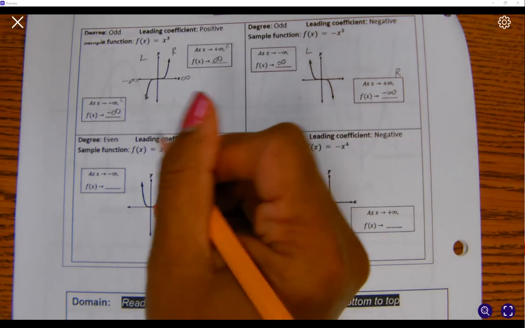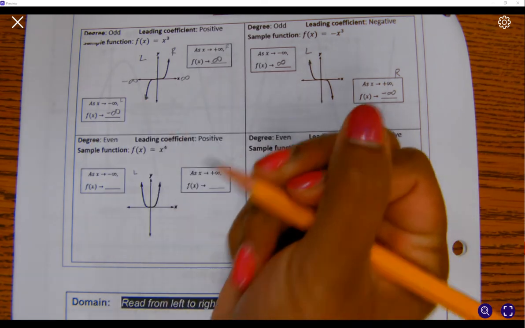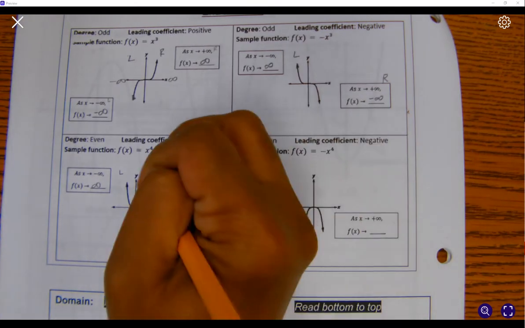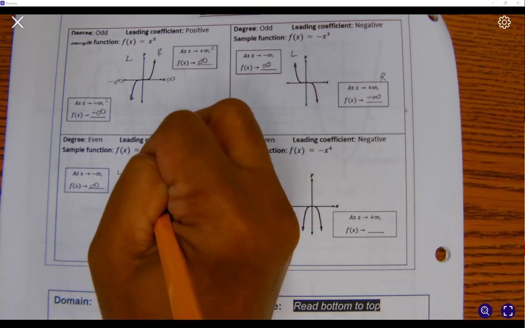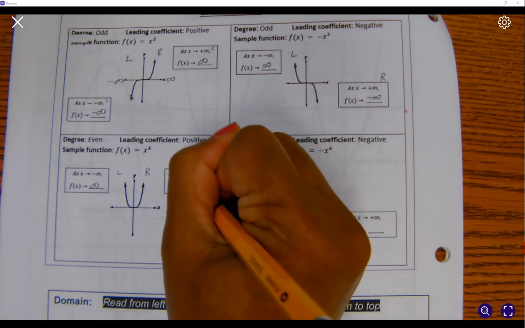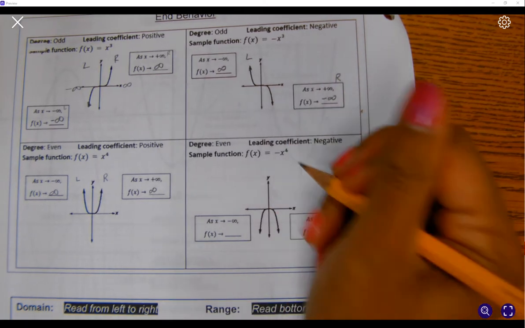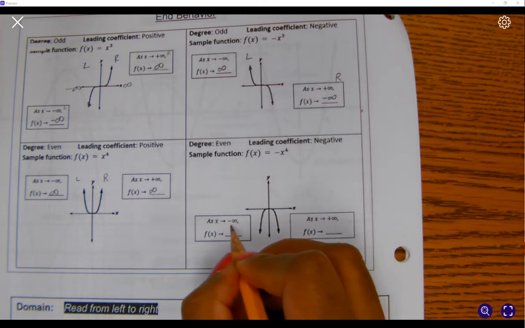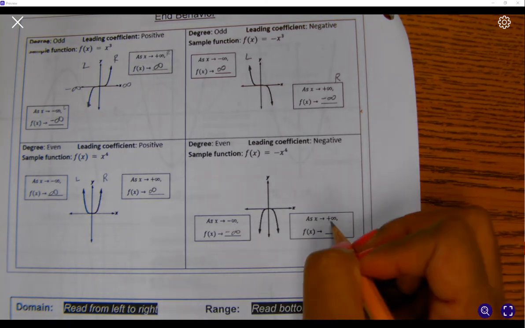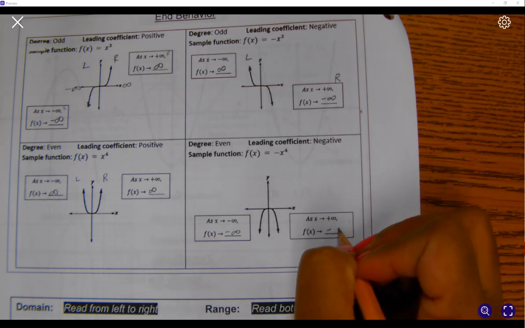This one right here says as x goes to negative infinity on the left side, my f of x is going up, so it goes to positive infinity. And then over here, as x goes to positive infinity on the right side, f of x is going up as well, so it's also going to positive infinity. And then the last end behavior we have here is on the left side, as x goes to negative infinity, my graph is going down to negative infinity. As x goes to positive infinity on the right side, my graph is also going down, so negative infinity.